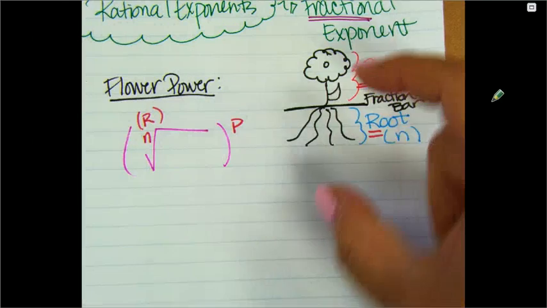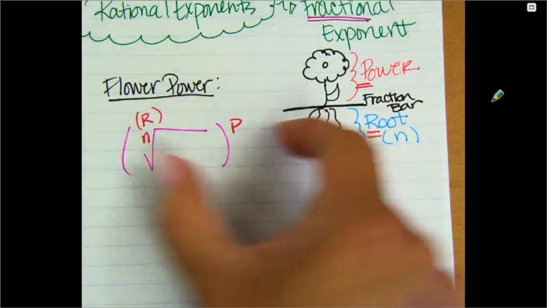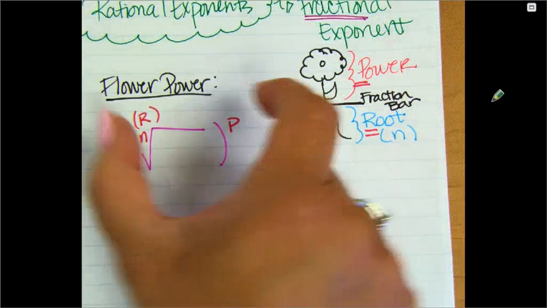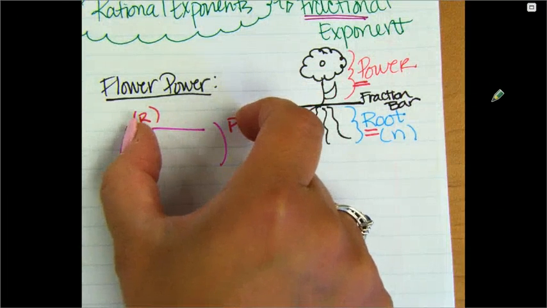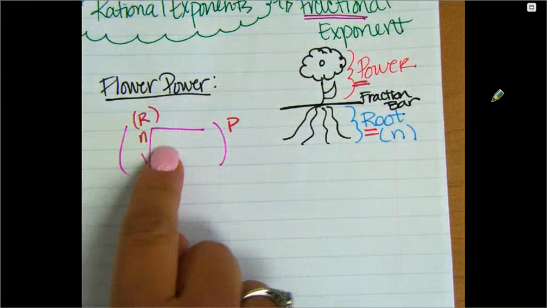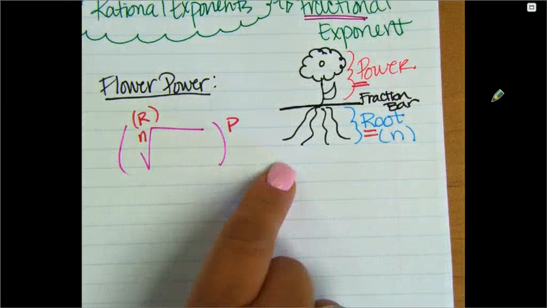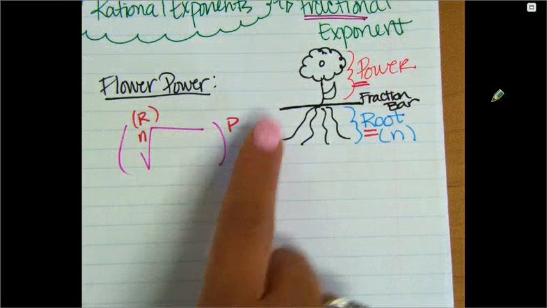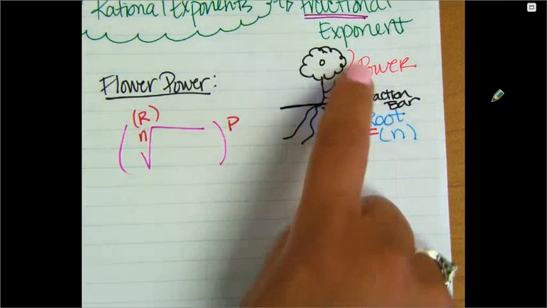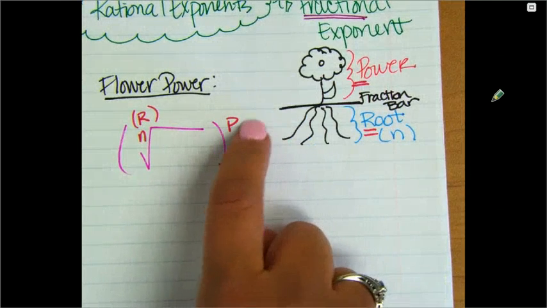So watch my fingers. It goes from here to here. From here to here. Do you understand? The root is on the bottom, but the root goes in the front. The power is on top, but the power goes in the back. Okay? So what it's going to do is your root is here, goes here, just like the radical root. The power is here, needs to go up here as the power.